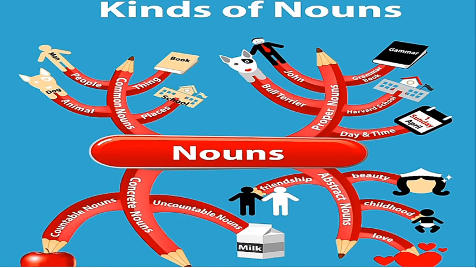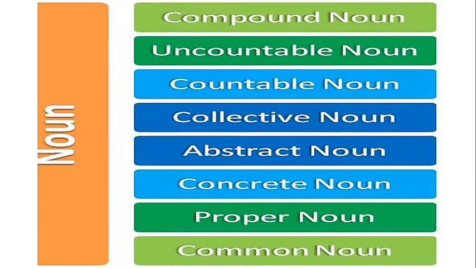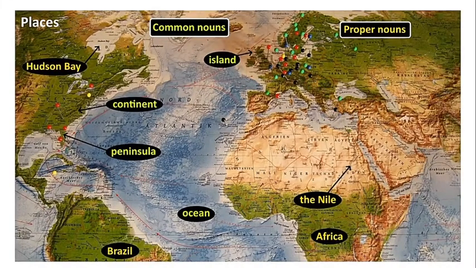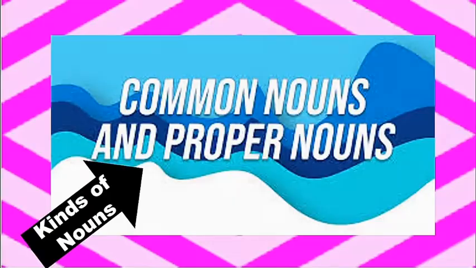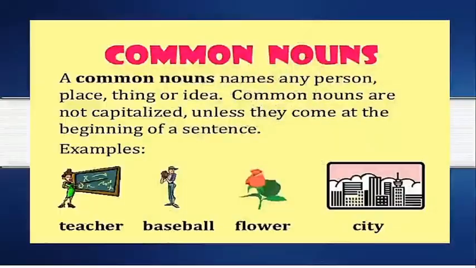There are different kinds of nouns depending on the criteria for classification. Some grammarians classify nouns generally, while some decide to classify nouns basically into proper nouns and common nouns. I'll go with this classification. A common noun names any person, place, thing, or idea. Common nouns are general names. They are not capitalized, except, of course, when they begin a sentence.